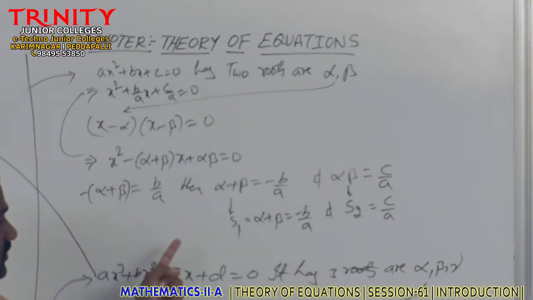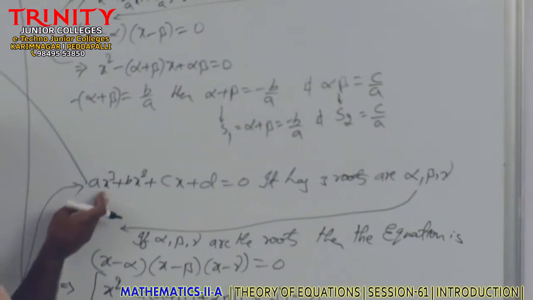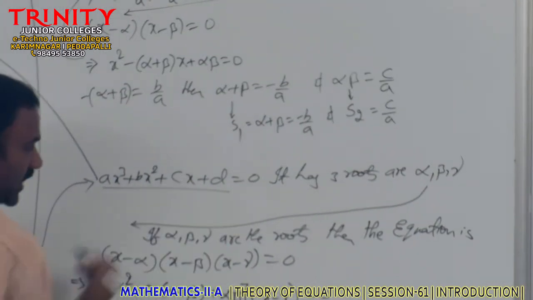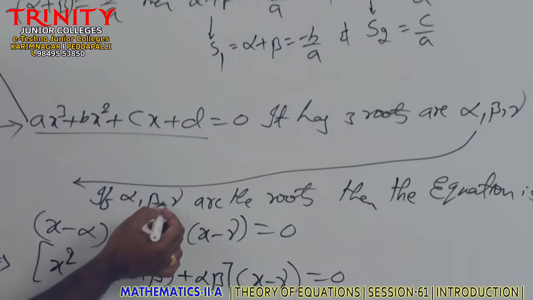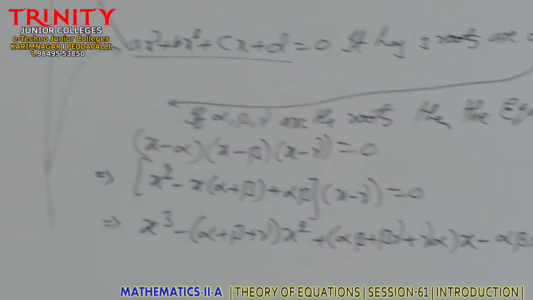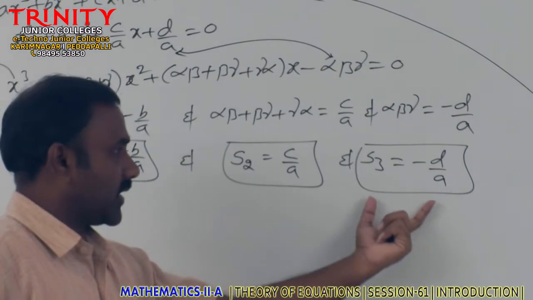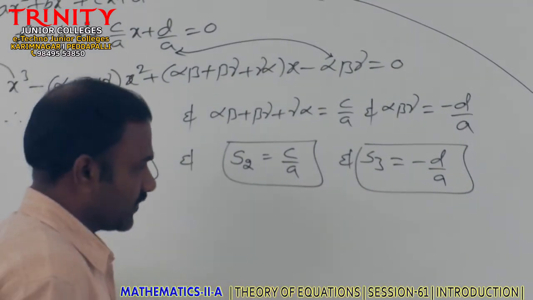Alpha, beta are the roots, then we got the relations S1 and S2. It is a cubic equation. This is a cubic equation whose roots are alpha, beta, gamma. Then the equation is this one. From that we got the relation between the roots and the coefficients: the sum of the roots, sum and product of two roots, sum and product of the three roots.